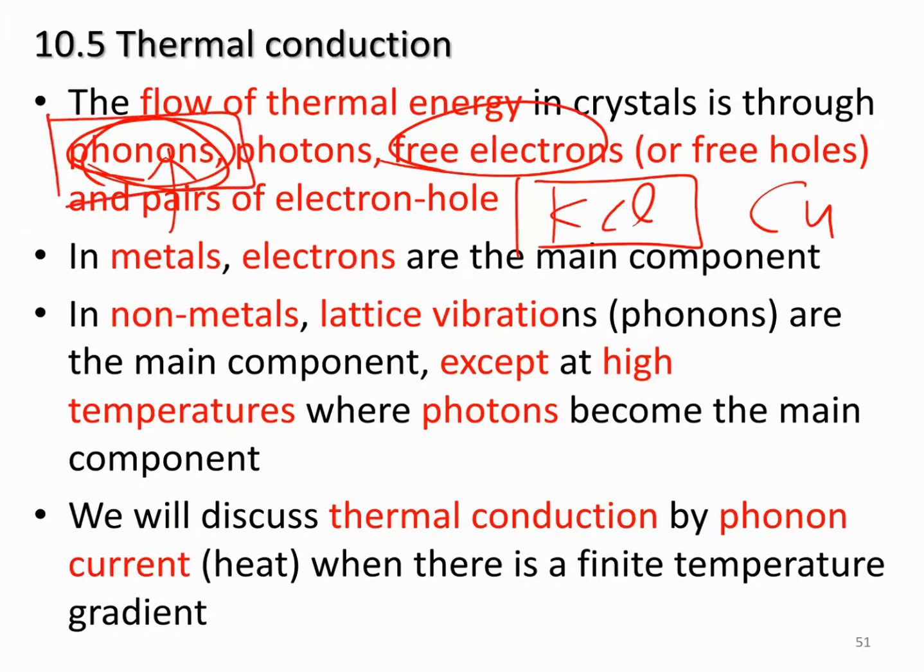So in metal, the electrons are the main component. In non-metals, the lattice vibrations or the phonons are the main component, except at a very high temperature where the photon becomes the main component. We'll discuss the thermal conduction by phonon current, the heat flow when there's a finite temperature gradient.